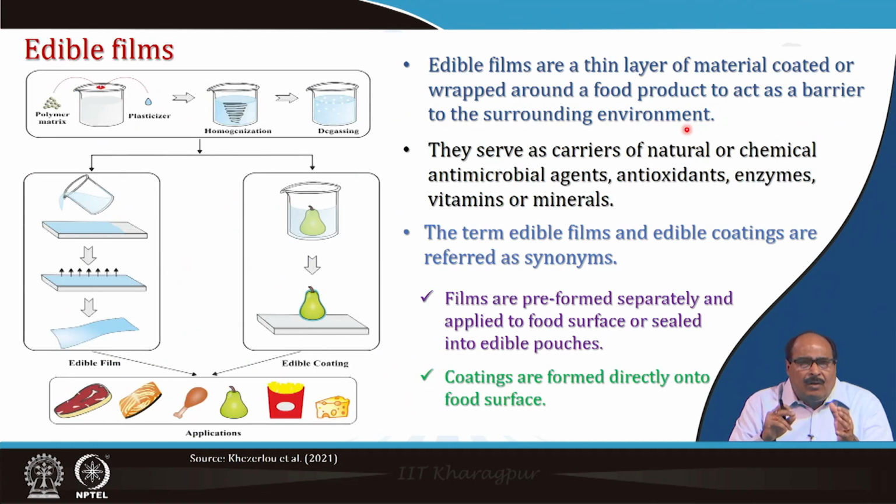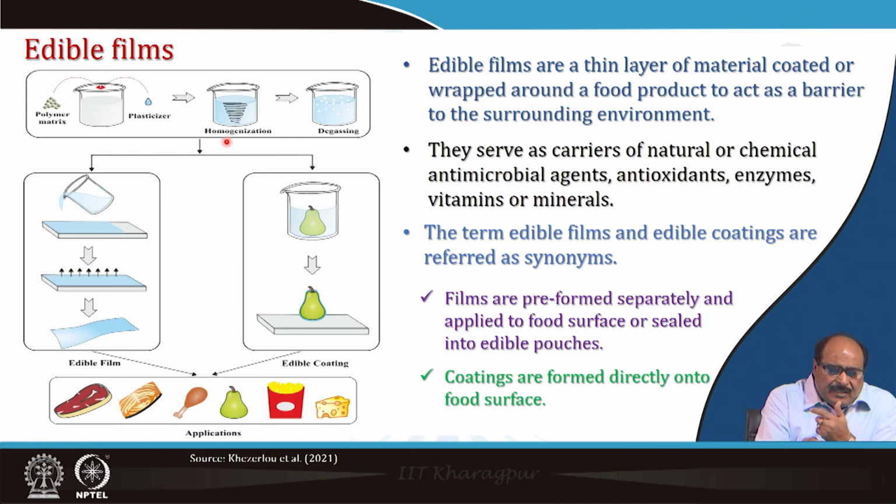So, then edible films, these are actually a thin layer of materials coated or wrapped around a food product to act as a barrier in the surrounding environment. They serve as a carrier of natural or chemical antimicrobial agents, antioxidants, enzymes, vitamins and minerals. So, you can see here that in the film there is a polymer matrix, a plasticizer added into it, and homogenization is done, degassing etc. So, a homogeneous mixture of these film making materials is used.